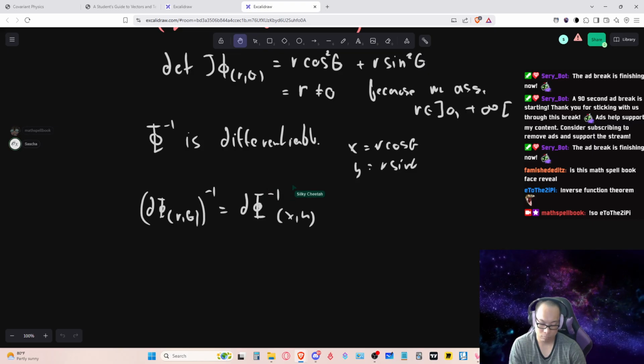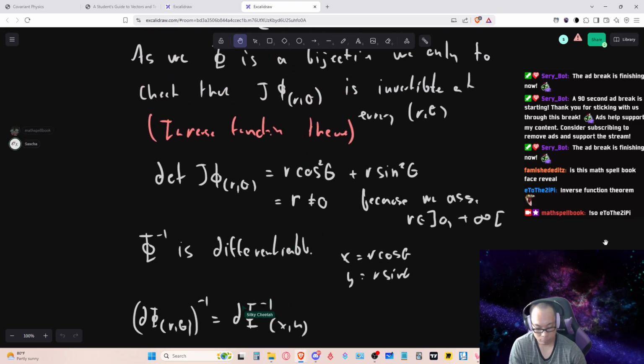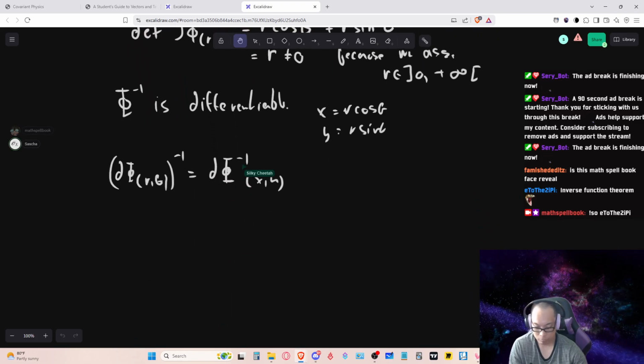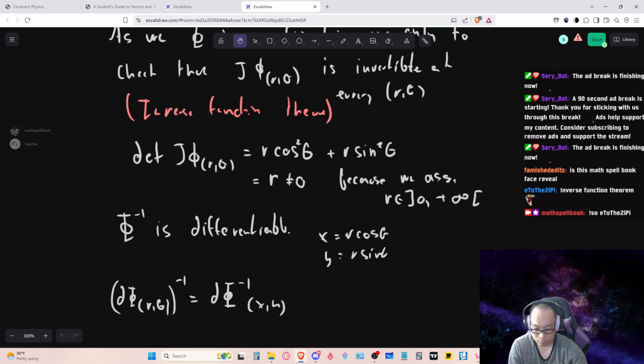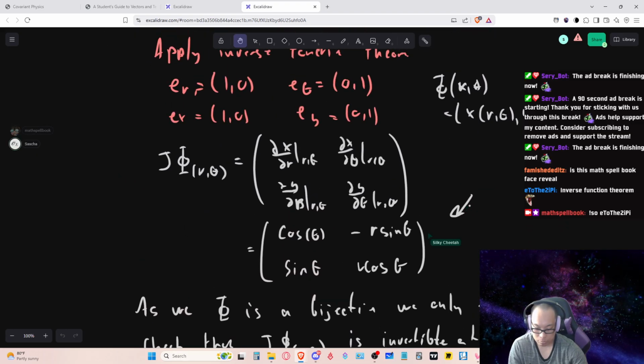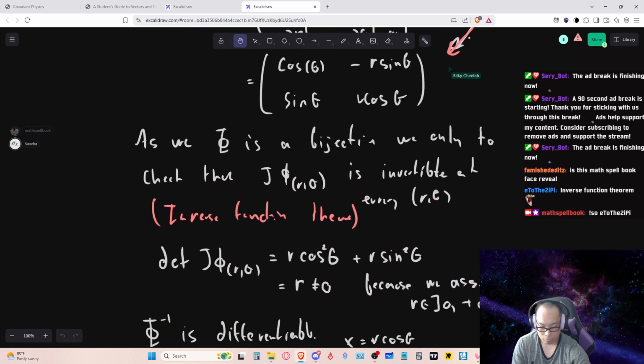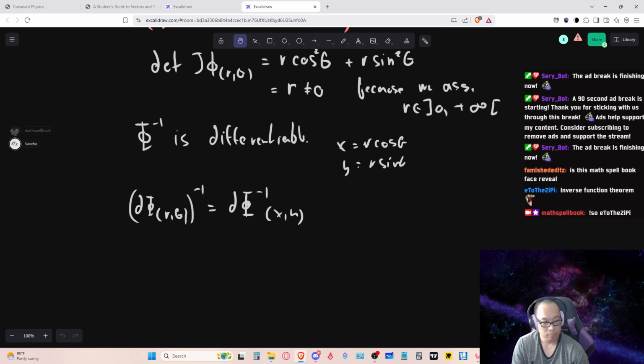So in other words, if we want to go back to the language of matrices, what it means is that if you want to compute the Jacobian of the inverse function, you just need to invert this matrix. Which matrix? The one I just put an arrow on. Oh, okay, so the Jacobian of phi.